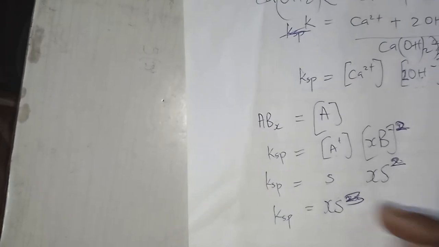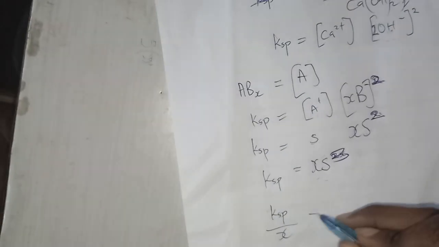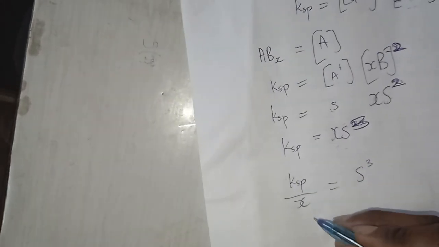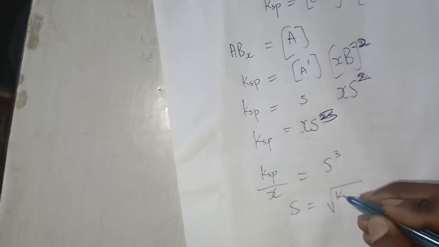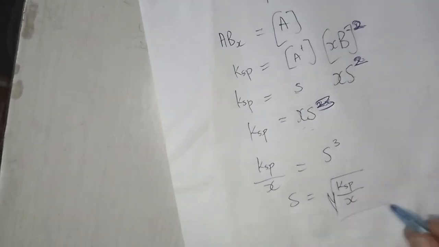So equals to KSP. If I want to now find the solubility, I'll divide both sides by x, so that this becomes KSP over x is equals to S3. Now, take the cube root of both sides, and now I have S is equals to cube root of KSP all over x. This will be my answer.